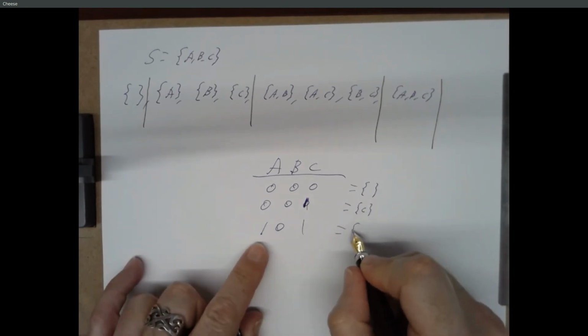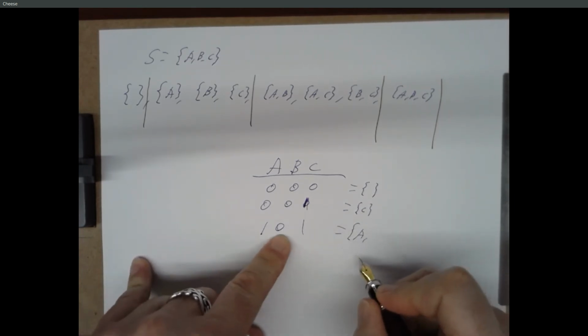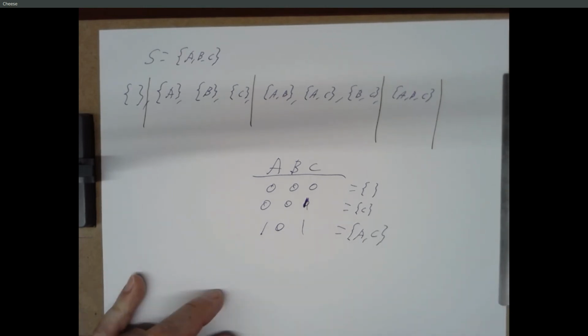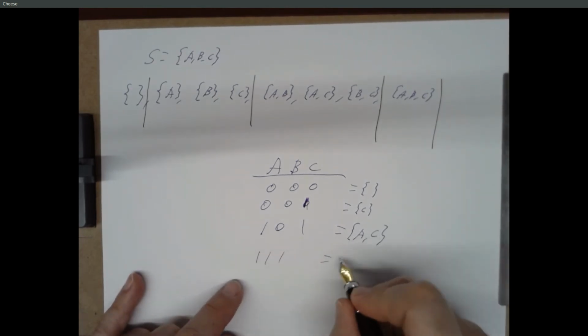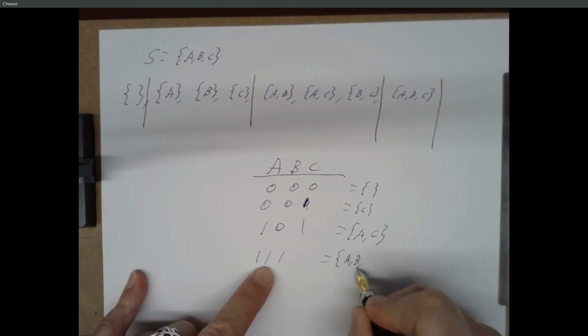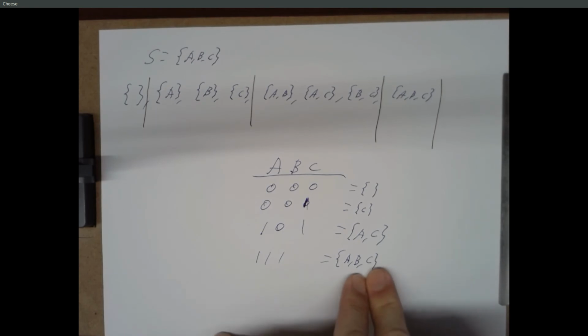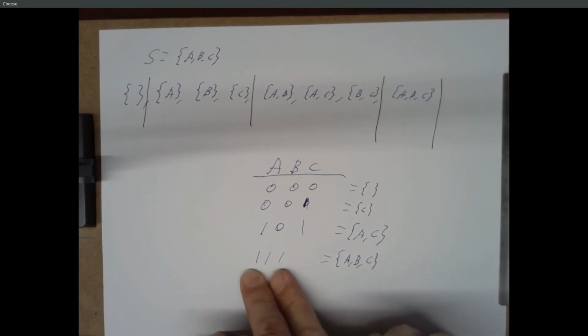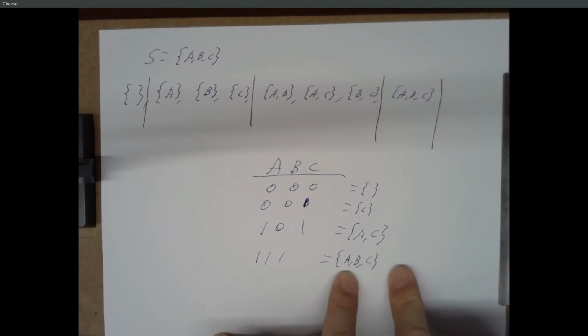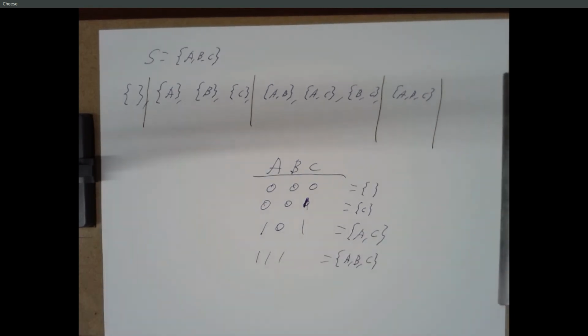101 says include A, don't include B, include C. 111 says include A, include B, include C. Every 3-bit number corresponds to a subset, and every subset corresponds to a 3-bit number. So how many 3-bit numbers are there? 8. 8 subsets. So this enumerating of subsets is really the same thing as enumerating patterns of 1s and 0s.